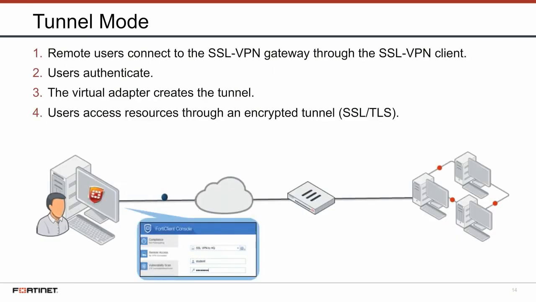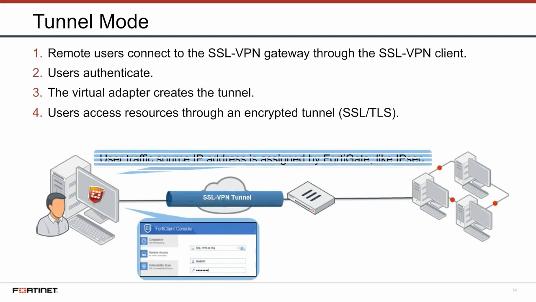How does tunnel mode work? 1. Users connect to FortiGate through FortiClient. 2. Users provide credentials to successfully authenticate. 3. FortiGate establishes the tunnel and assigns an IP address to the client's virtual network adapter, FortiSSL. This is the client's source IP address for the duration of the connection. 4. Then, users can access services and network resources through the encrypted tunnel.